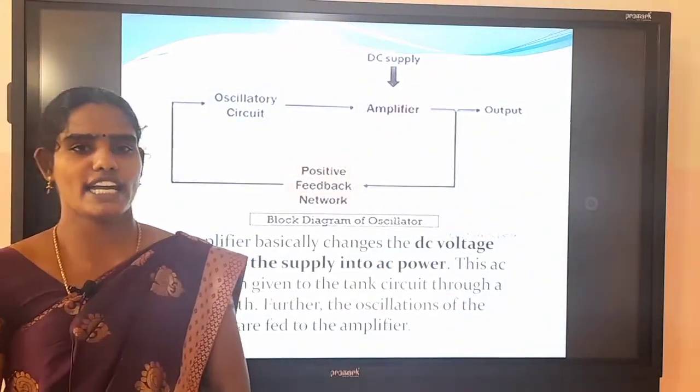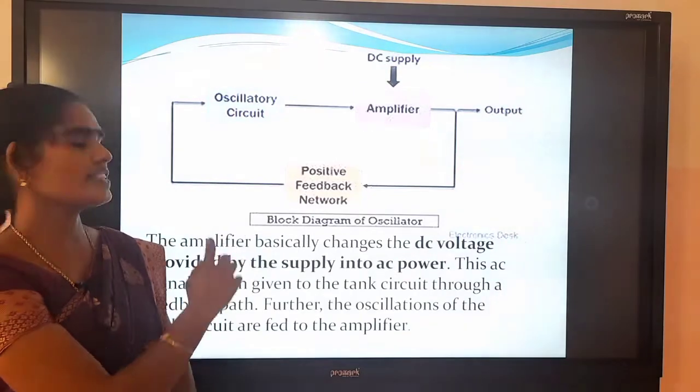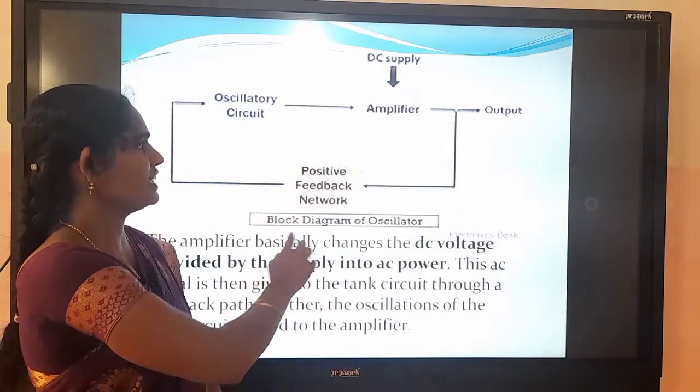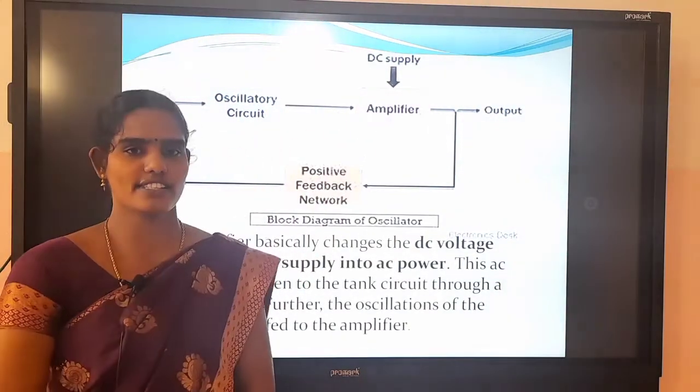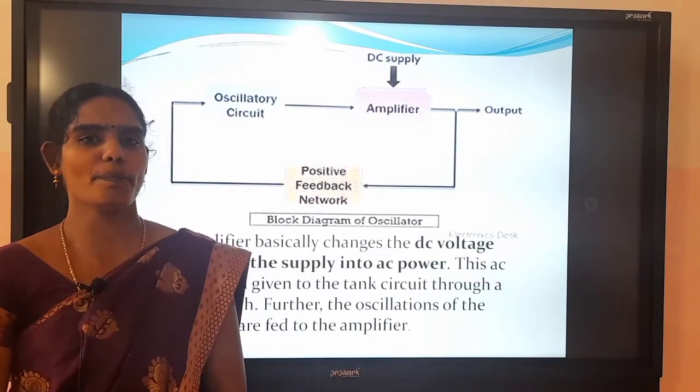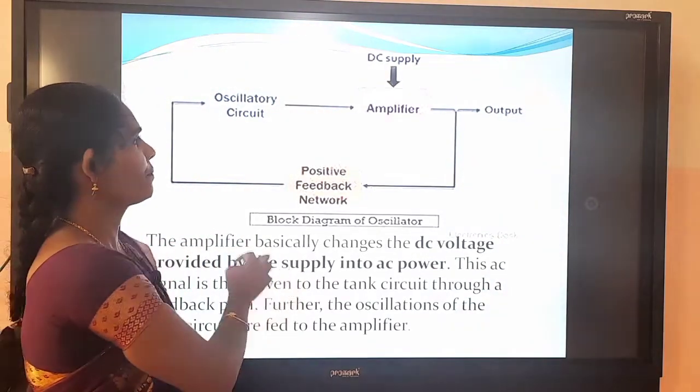This is the block diagram of an oscillator. This consists of a positive feedback network, an amplifier and oscillatory circuits. These are the essential components of oscillators.